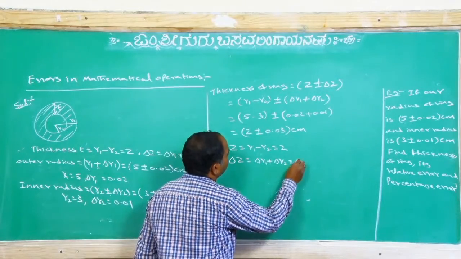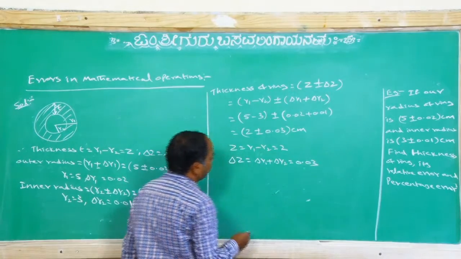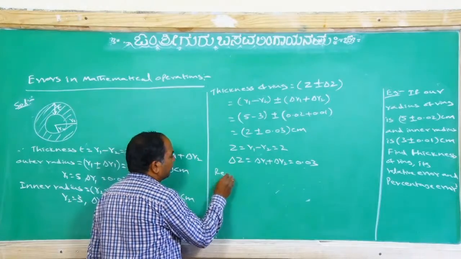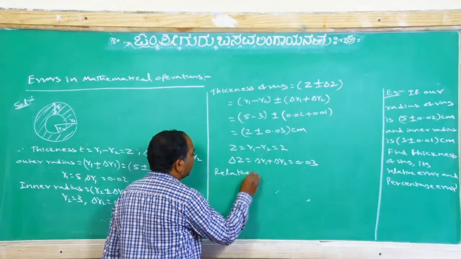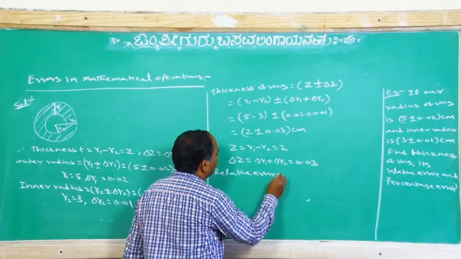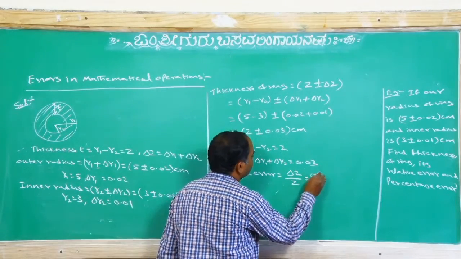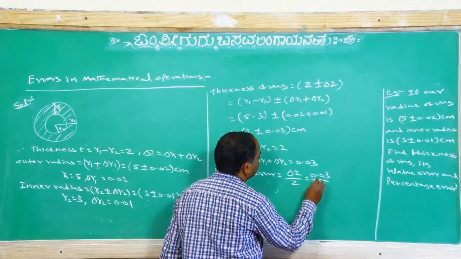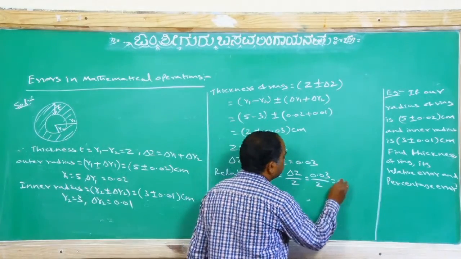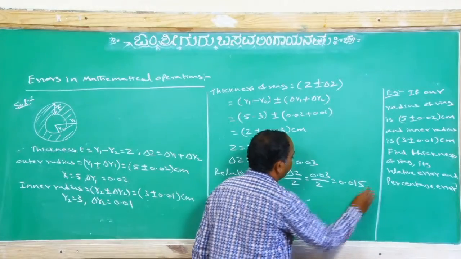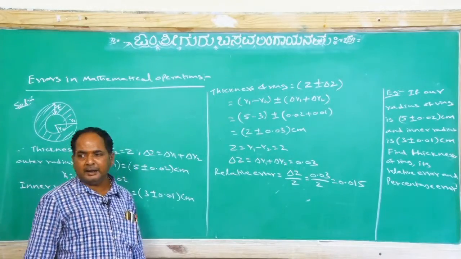which is 0.03. Now, the relative error. What is the relative error formula? That is delta Z by Z. Delta Z is 0.03, Z is 2. That is 0.015. That is the relative error.